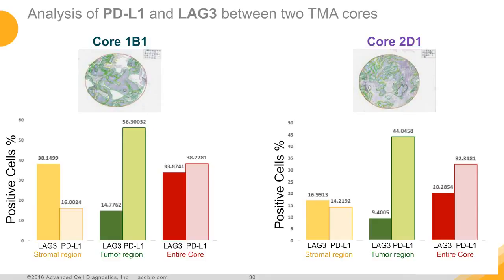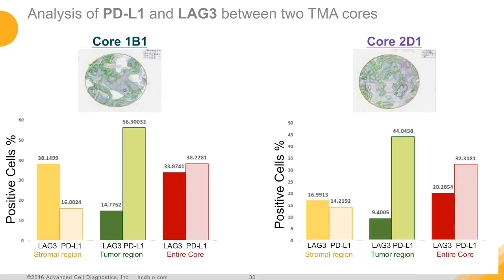While LAG3 was expressed primarily in the stromal compartments, with a reduction in the tumor regions, it is quite obvious that a higher number of cells in the stromal region expressed LAG3 in core 1B1 compared to core 2D1. In a similar vein, PDL1 was highest in the tumor regions for both cores. While LAG3 was expressed primarily on lymphocytes, we see the expression in tumor regions indicating the presence of lymphocytes infiltrating into the tumor regions.